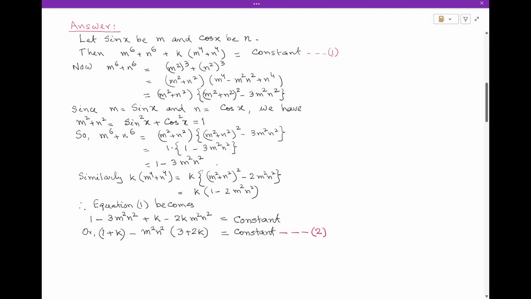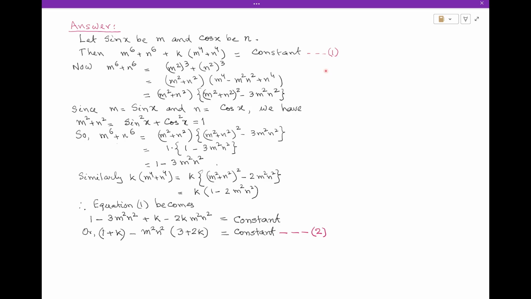Let sin x be m and cos x be n, then our given equation becomes m to the power of 6 plus n to the power of 6 plus k multiplied by m to the power of 4 plus n to the power of 4 is equal to a constant. Let us call it equation 1. Now, m to the power of 6 plus n to the power of 6 is m squared raised to the power of 3 plus n squared raised to the power of 3.